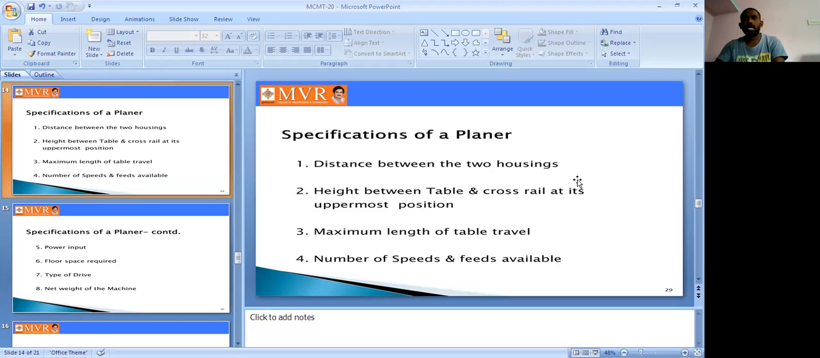Okay, the total dimensions, the total entire data. So you can choose for this kind of specifications.